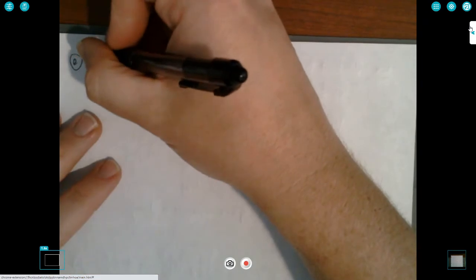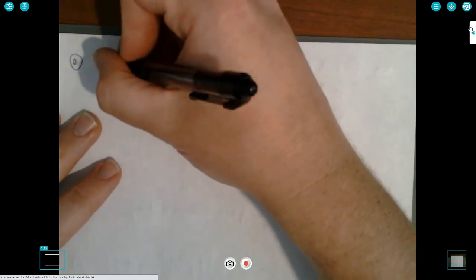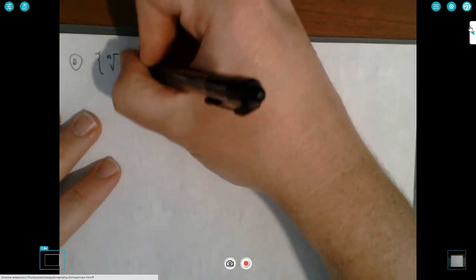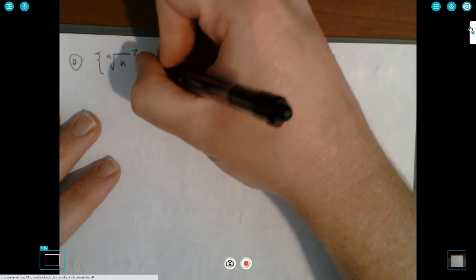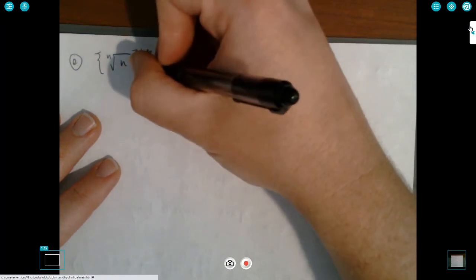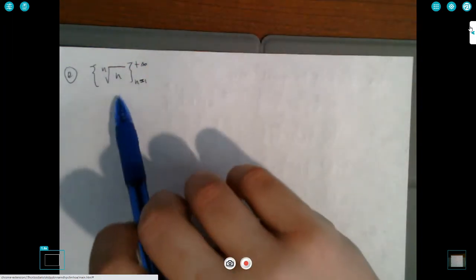I mean, as you can see, I think for the most part, this just boils down to, can you calculate limits? Although there are some slight differences that we'll see. Okay. So nth root of n from n equals 1 to infinity. Okay, so this is an example.